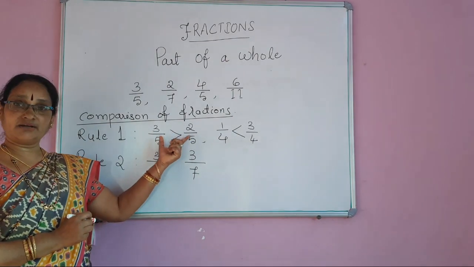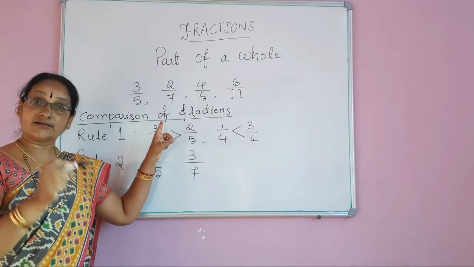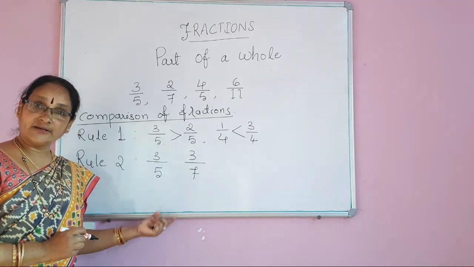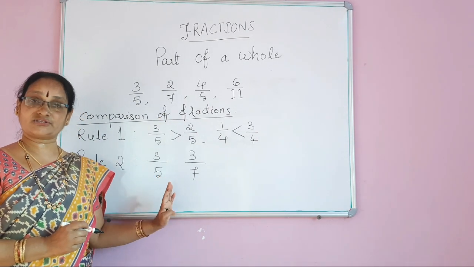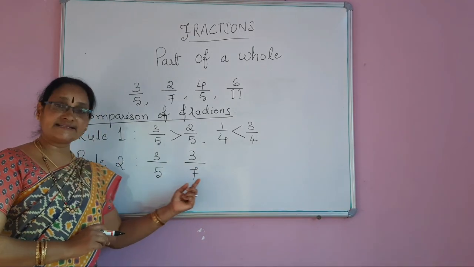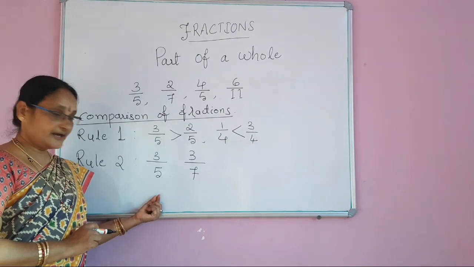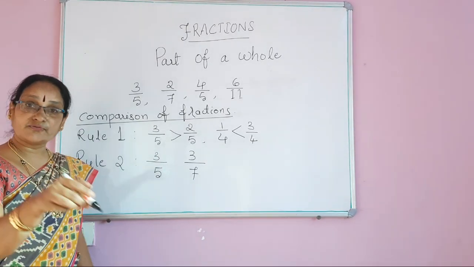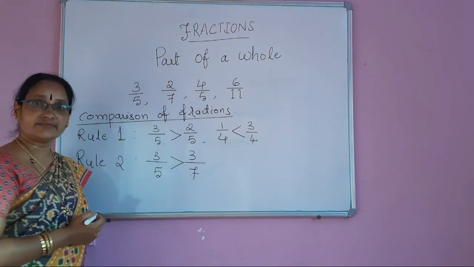And in rule 1, what have we done? The greater numerator gives the greater fraction. Here, the smaller denominator will be the greater fraction, just the opposite of the first rule. Here both the numerators are same, and the denominators are different. In this, which is smaller? 5 is smaller, and which is bigger? 7. Which is smaller? No? That will be the bigger fraction. That means 3 by 5 is greater than 3 by 7.